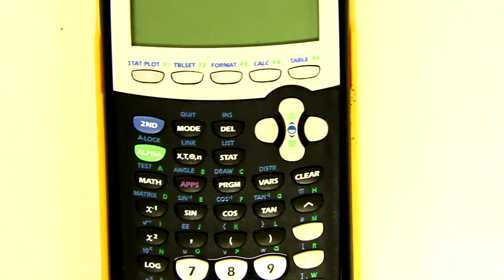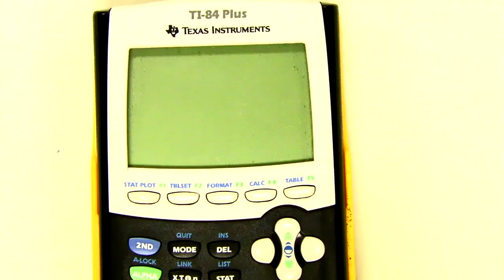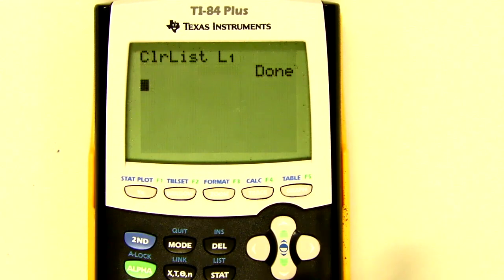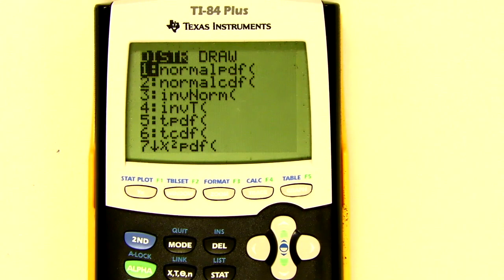So I'm going to show you what it looks like when I hit that distributions button. So distributions, and boom, here we go. We've got a whole lot of different distributions that the calculator can do. All three calculators have these distributions. So don't worry, 89 users and Inspire users are going to learn how to do this too. Your friends will be fine.